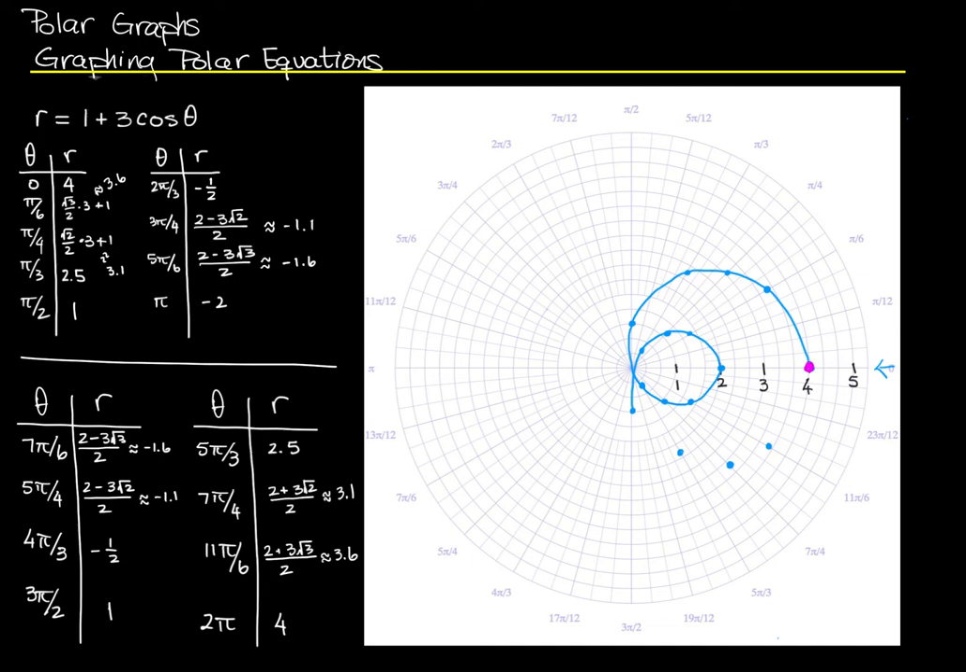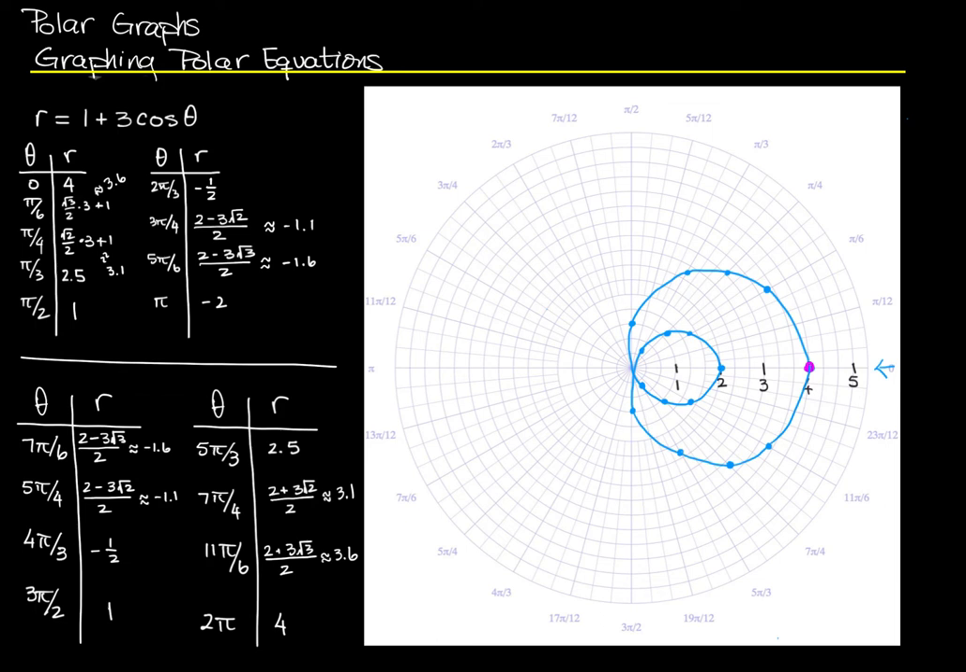Now, that's really good news, because that means I've come all the way around, and I've ended up where I started, so that means I know that the graph is complete. I could go around again, but I would just get another cycle of the same graph. I would start sketching over the graph I've already got. So that's how I know that I'm done, and I can go in and connect these dots.